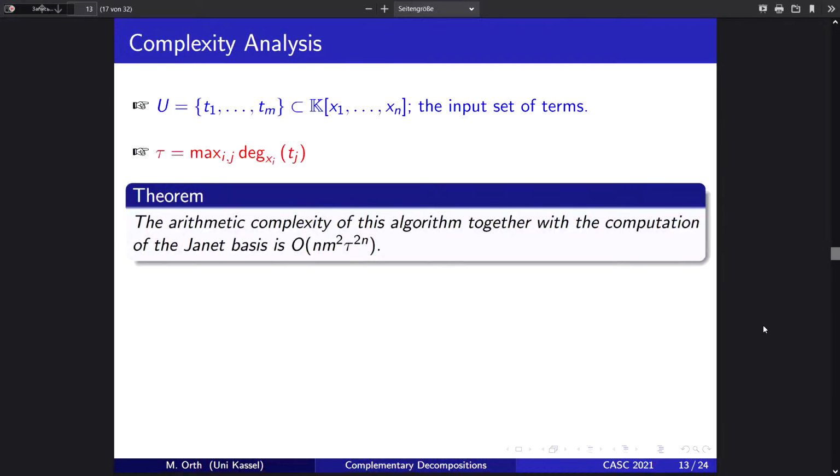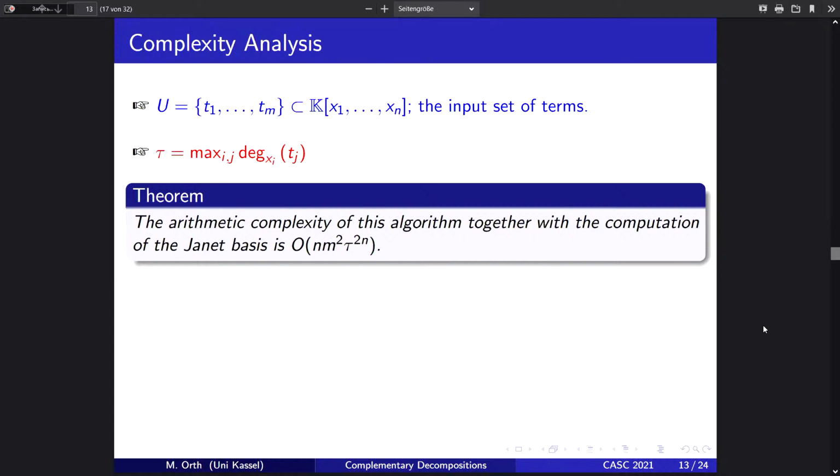Also for this algorithm, we've performed a complexity analysis. Again, our input set is a set of m terms. And this time another parameter is important, the parameter tau. It's the maximum of all single degrees in any variable in any term of this set. And then the arithmetic complexity of the algorithm, together with the computation of the Janet basis, is given as shown here.